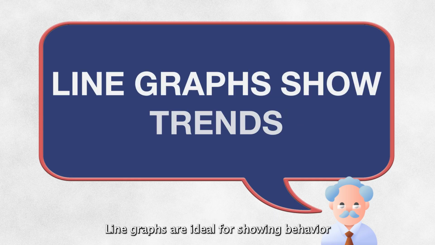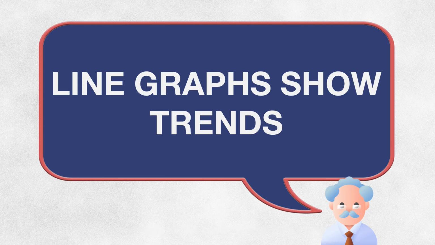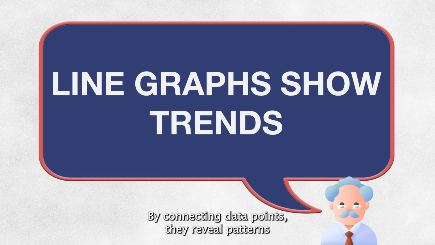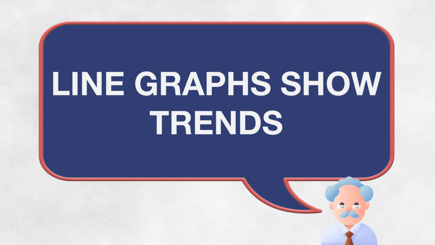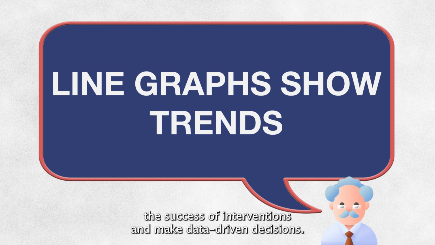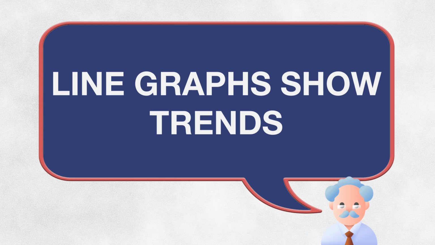Line graphs are ideal for showing behavior changes over time and identifying trends. By connecting data points, they reveal patterns such as increases, decreases, or steady progress. These graphs are commonly used to monitor the success of interventions and make data-driven decisions.